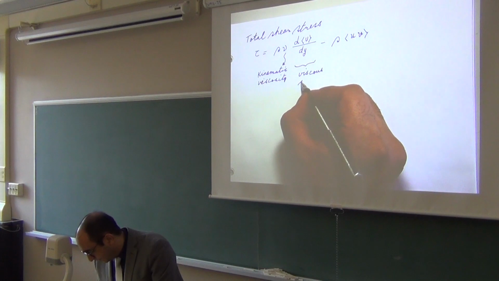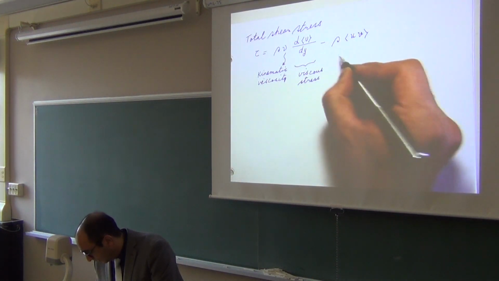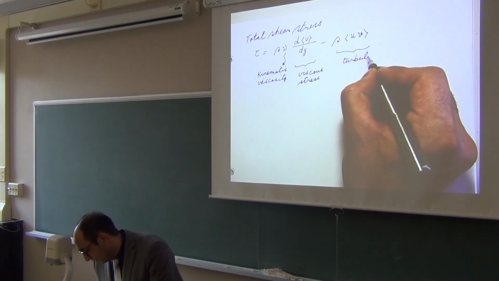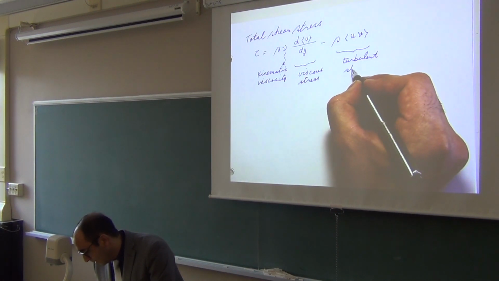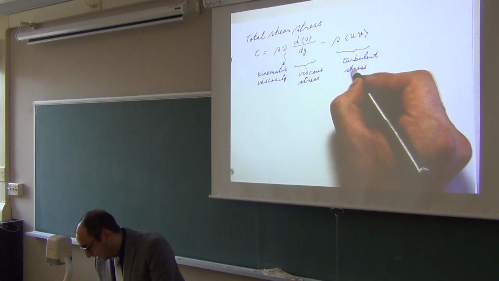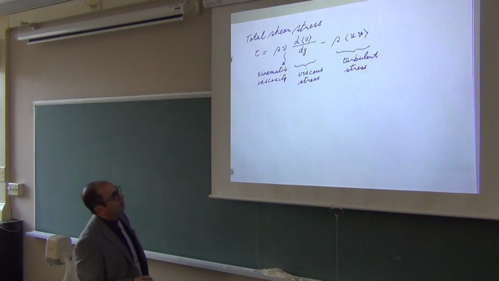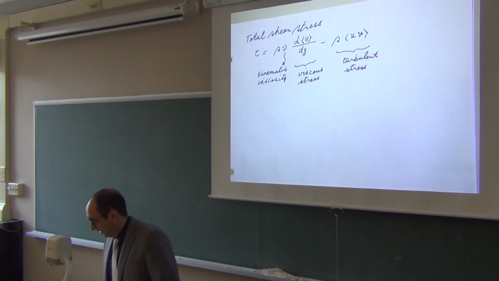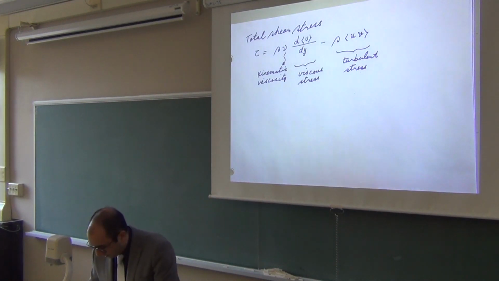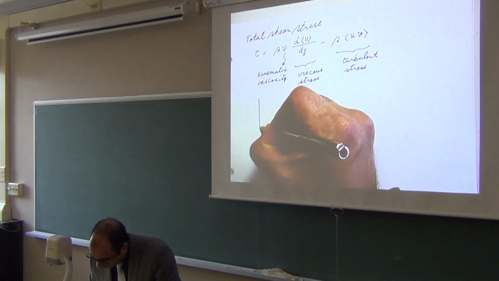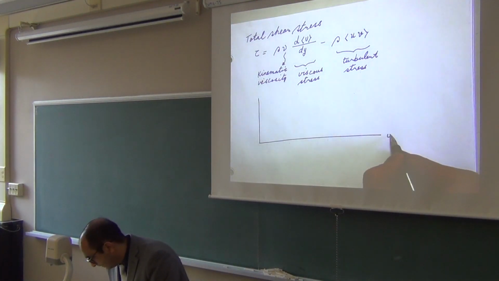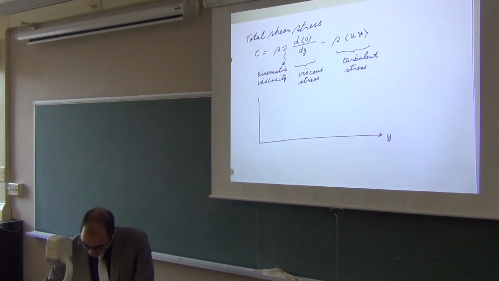So if you like, you can think of this term as viscous stress. You can think of this term as turbulent stress. And the total stress is the combined effect of viscous and turbulent parts. And I can put a very nice picture to it. Okay, let's say this was the wall, and this was direction y. So this is the wall.